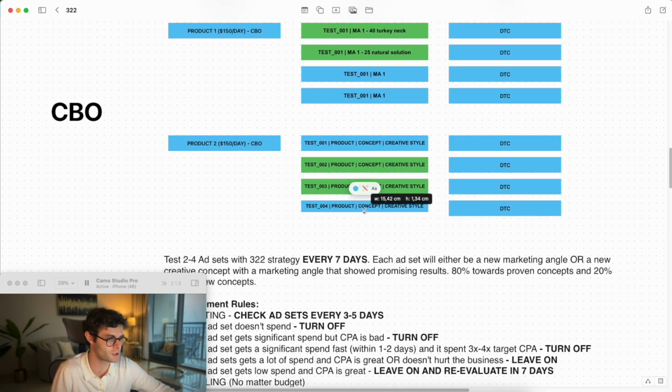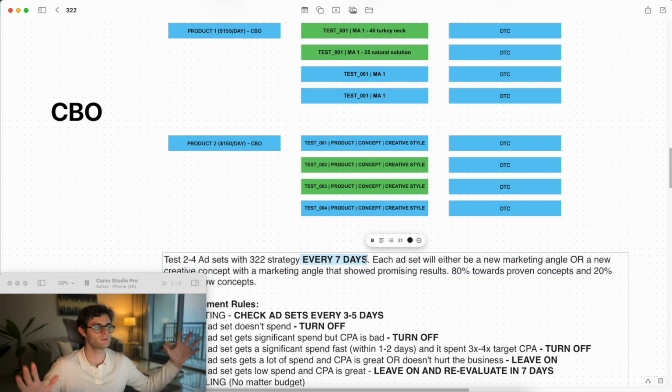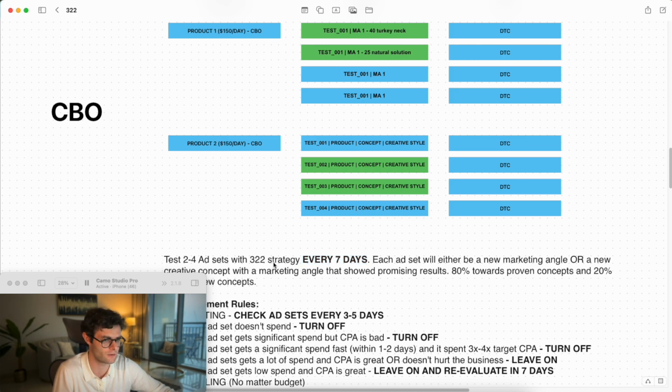Actually, if I have to correct myself, if it doesn't spend a lot, but it's giving you some results or decent metrics, just leave it on until the 7 days, when you make the ultimate decision. The 3 to 5 days is like turn things on and off if there's a red flag, meaning it's really unprofitable. So if it didn't spend, at the end of the 7 days, turn it off. This is what I would do.